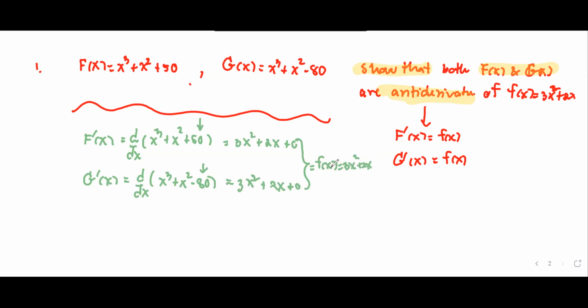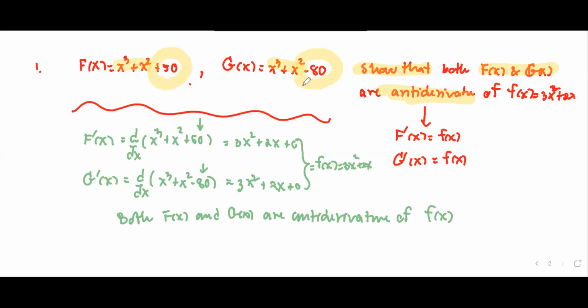And then this one is enough to show that both uppercase F and uppercase G are antiderivatives of the lowercase f. And when you look back at the F and G functions, they have the common two terms in the x terms, but the difference would be like 50 and negative 80. And the other way you can see this is F of x is in some form of G of x plus the constant C.